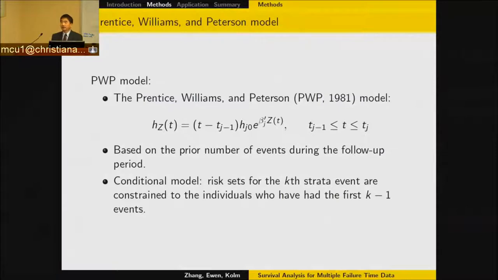The third method is popular and commonly used. It's called the PWP model, which means we look at the different times until each event happened, based upon the prior number of events during the follow-up time period. This is also called conditional survival analysis, which means we look at the events happening for a single patient as related. We assume that when multiple events happen for one patient, we can set up some relationship among the events. So this is why the conditional model is popular and widely used in multiple event survival analysis.